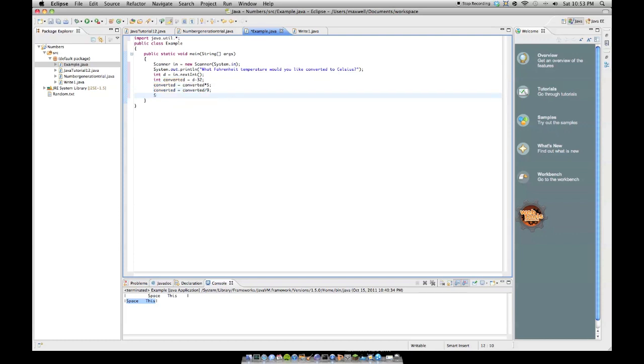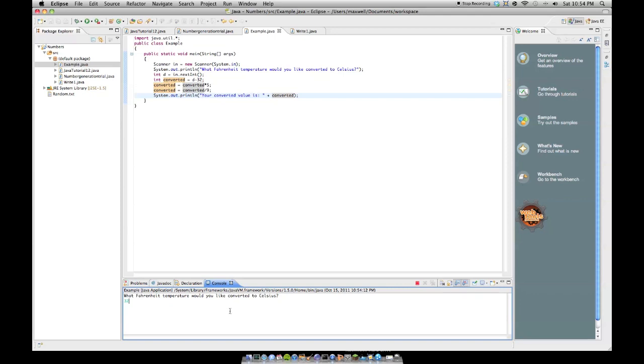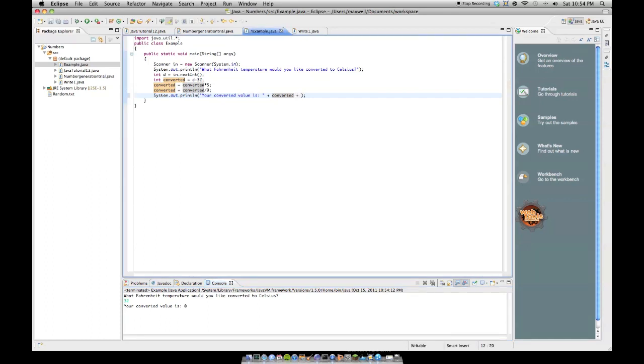And then we're going to do System.out.println, your converted value is, plus, I'm going to put my semicolon right there, plus, and then converted. And hopefully this works right. If you run it, if we have 0 degrees Celsius, it's exactly 32 Fahrenheit. So let's enter 32 Fahrenheit. Convert a value of 0. To make it more clear, we could also put plus degrees Celsius. There we go.